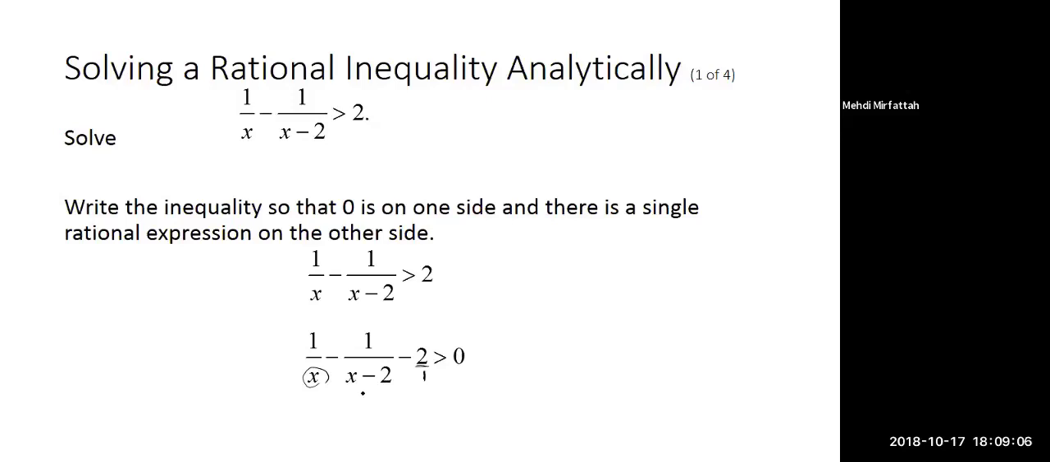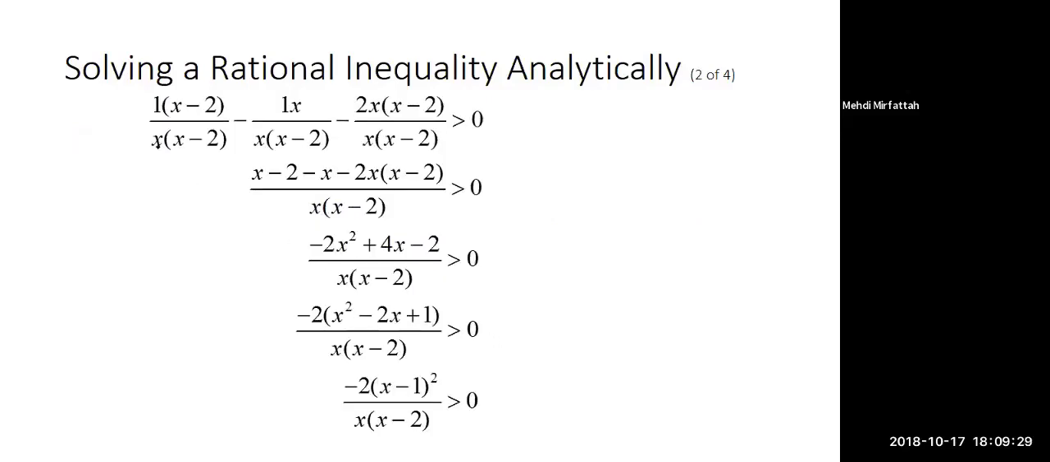What is the LCD here? I have x minus 2. What else? The LCD among x, x minus 2, and 1 is what? It is x minus 2. Also, x is part of it, right? It's x times x minus 2. That's your LCD. So I need to make each of these terms have x times x minus 2.